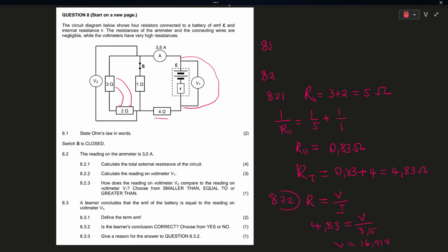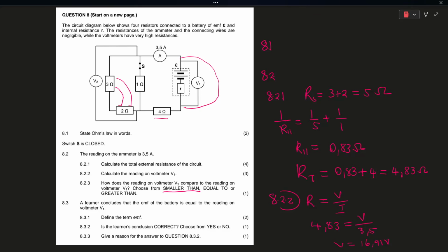How does the reading on V2 compare to the reading on V1? Choose smaller than, equal to, or greater than. Where is V2? Remember V2, obviously, it's for those particular resistors. It's only for 3 and 2. So meaning that the answer is smaller than. Because V1 is for the entire circuit, it should be greater than V2.